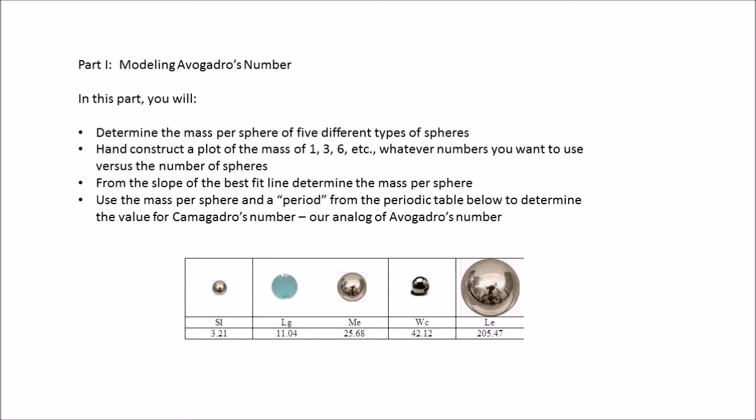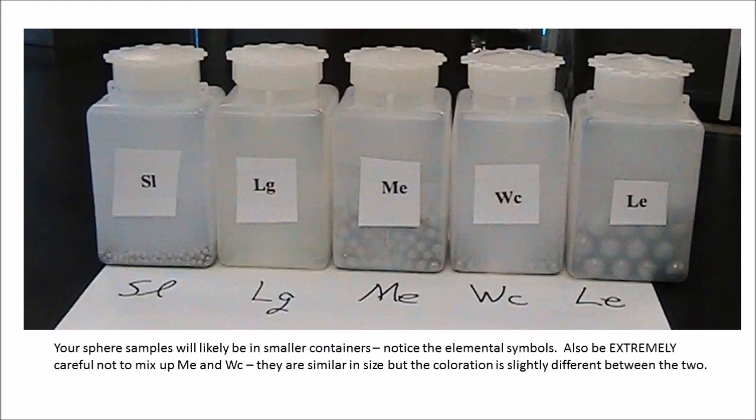When you do the post lab, you'll see a little bit of working with the spheres and a little bit of working with the actual periodic table. These containers are set up. Your containers will probably be much smaller than this, but you'll have several of these spheres inside of them so you can work with them.